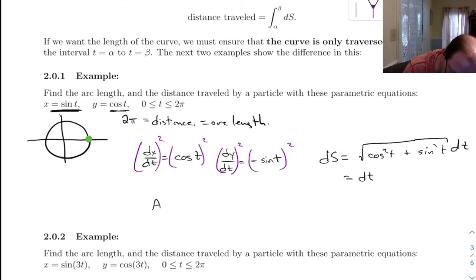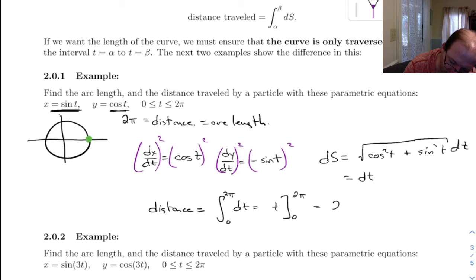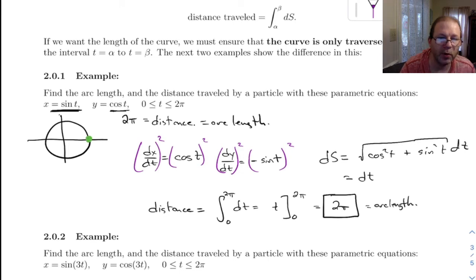So our arc length, or maybe I should call it our distance, is just the integral from, let's see, we started from 0 and we went to 2 pi of dt. And so that just gives us t from 0 to 2 pi, which is 2 pi. And that's both our distance and our arc length, because we only traversed the circle one time.